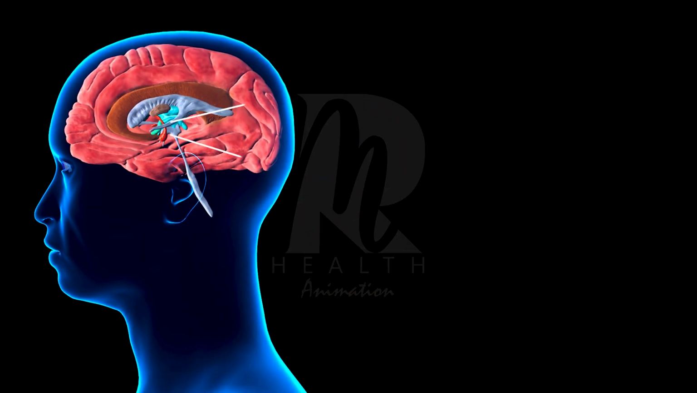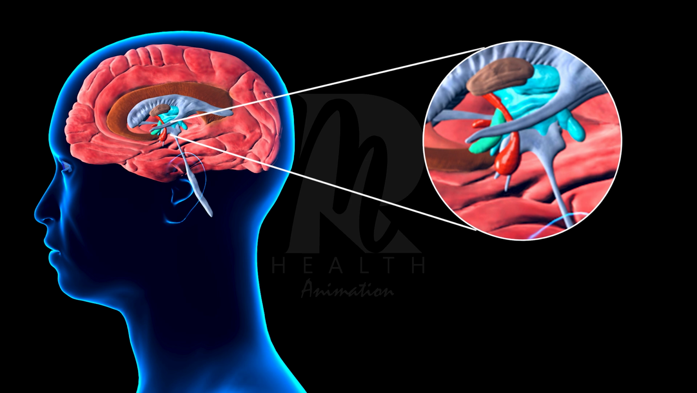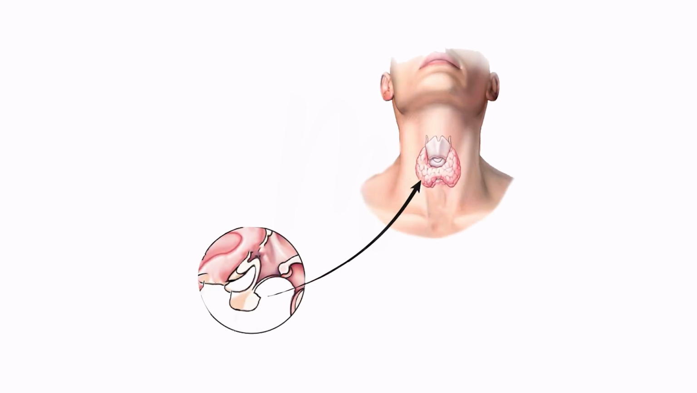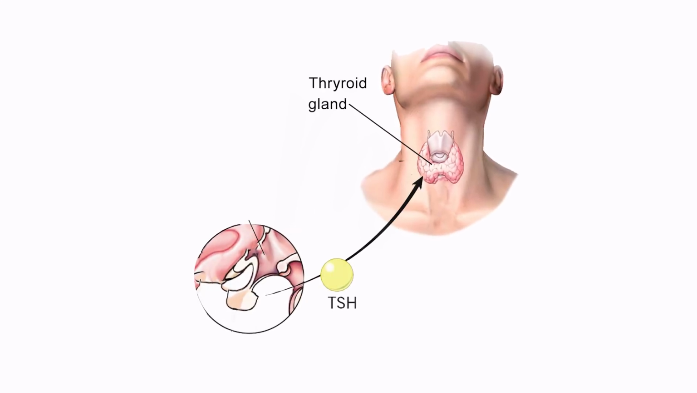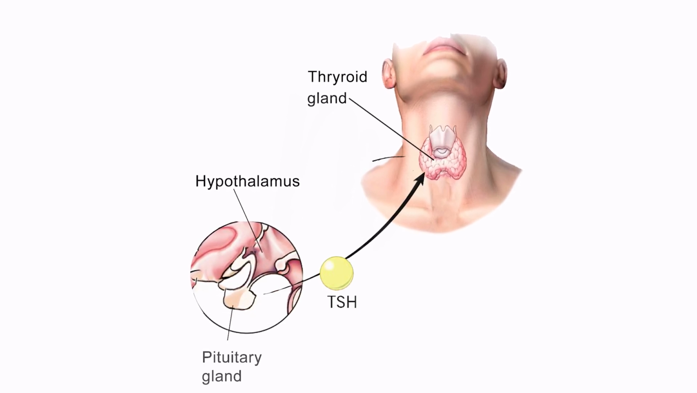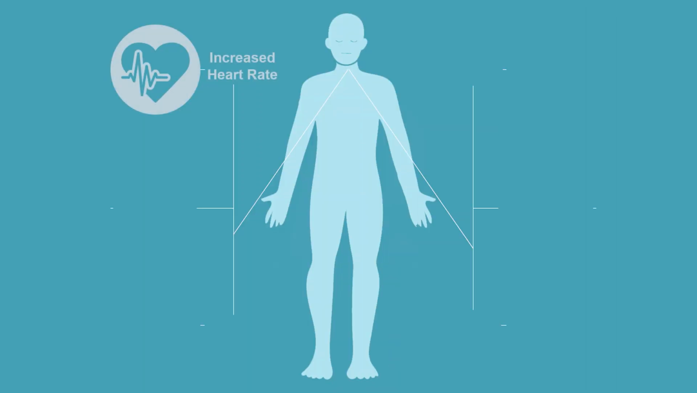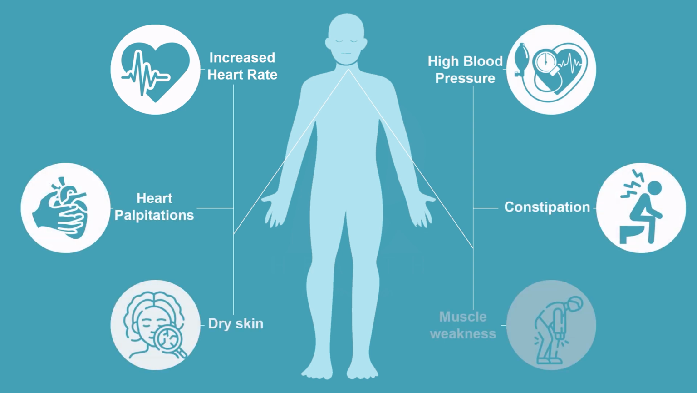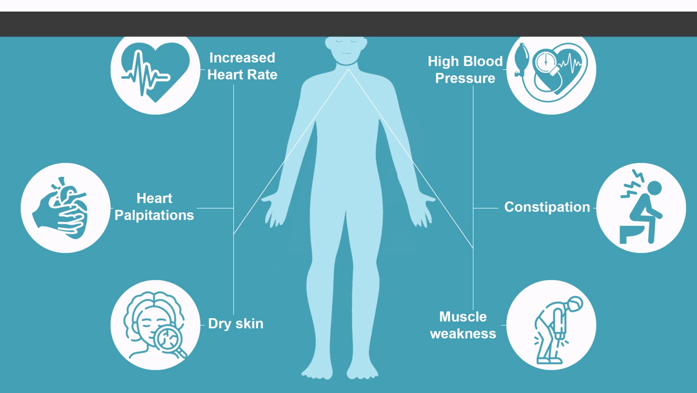Even more fascinating, the pituitary gland is regulated by another brain area called the hypothalamus, which releases TRH to control TSH. This creates a perfectly balanced system, ensuring that the thyroid produces just the right amount of hormones to support your body's needs. When the hormone level goes either up or down, it can affect your body and produce symptoms that people often ignore at first.